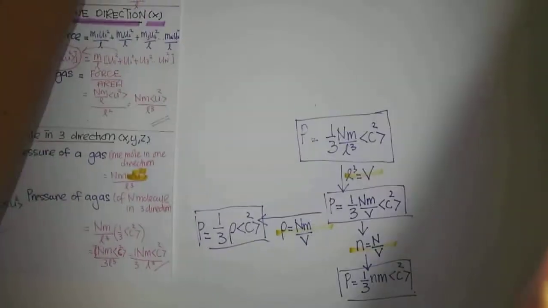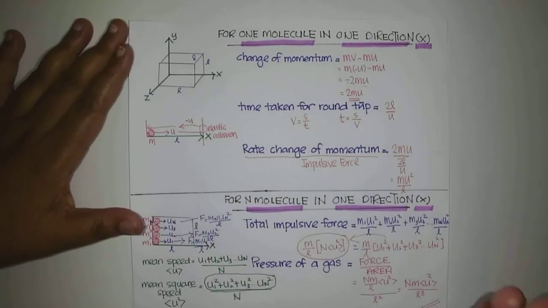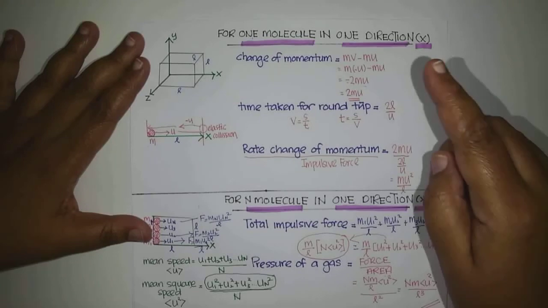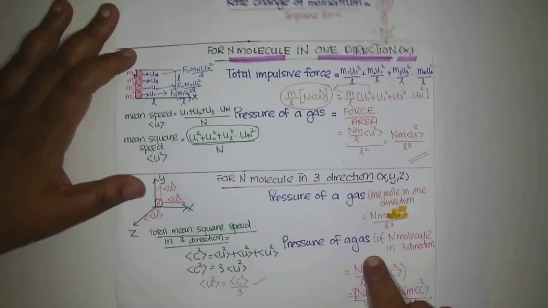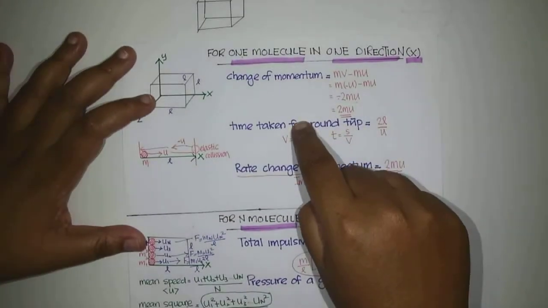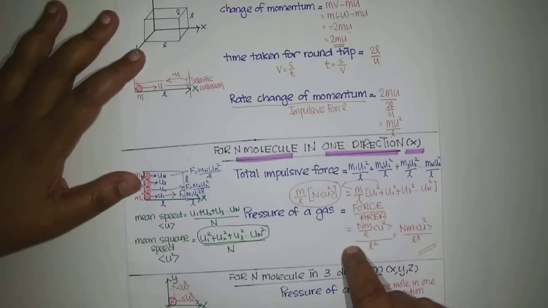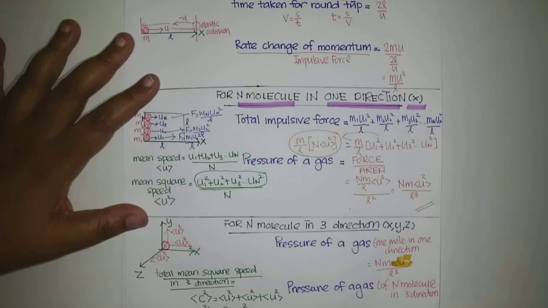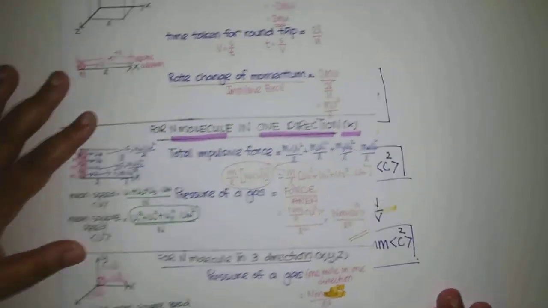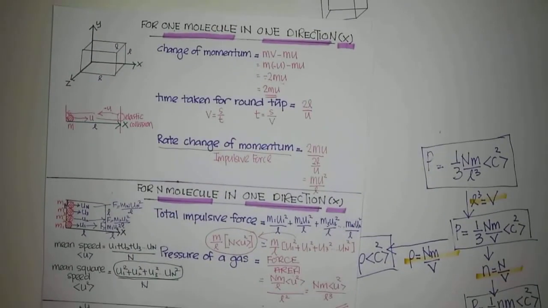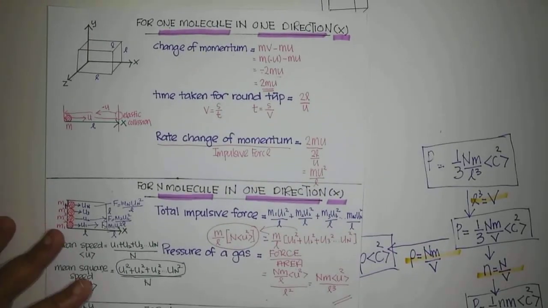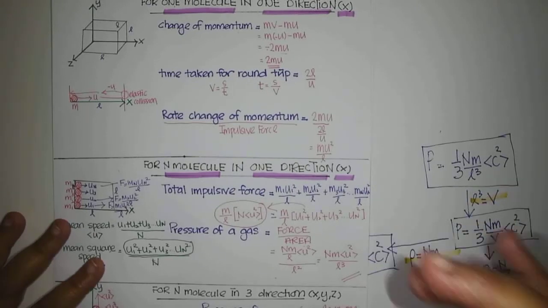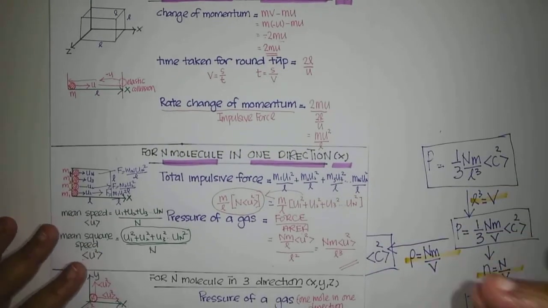Now class, what did I teach you today? In order to get the pressure of a gas, you have to divide it into three sessions: one molecule in one direction, N molecules in one direction, and N molecules in three directions. And if you saw me proving all this, you will notice that I proved it according to the assumptions of the kinetic theory of gases.